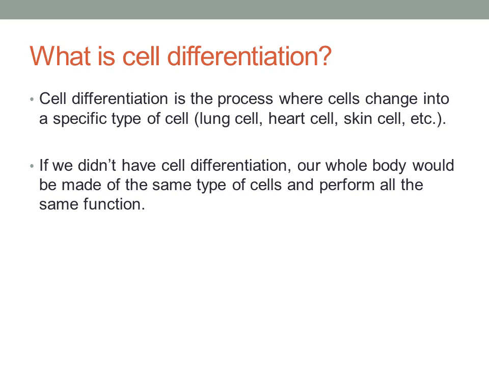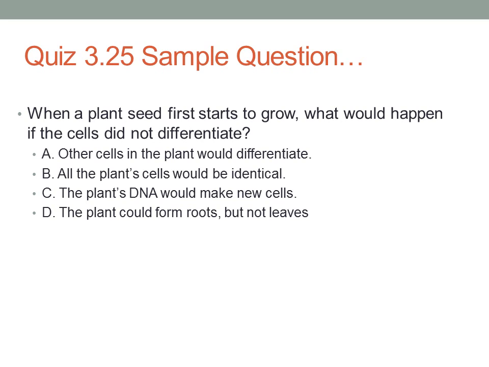This is a process that's called cell differentiation, and it's where cells change into a specific type of cell, into a lung cell, a heart cell, a skin cell, etc. If we didn't have cell differentiation, our whole body would be made of the same type of cells and perform all the same function, which obviously wouldn't be good. We don't want our heart and our lung doing the same exact thing because we need each of them to operate independently.